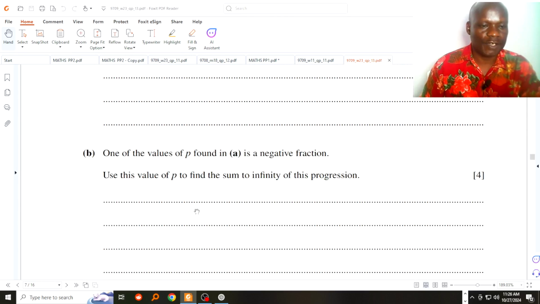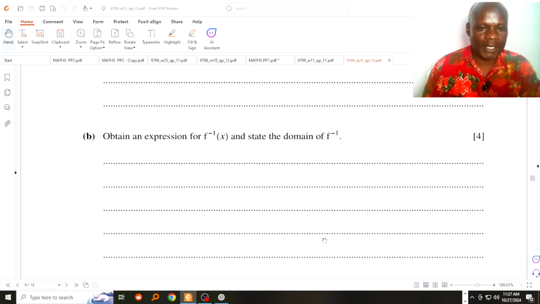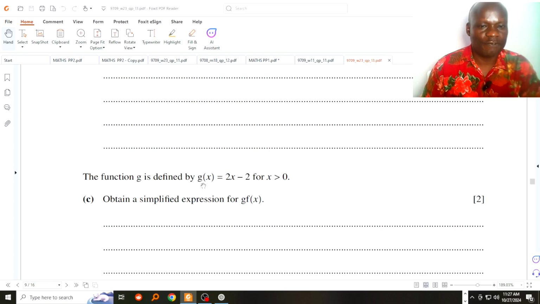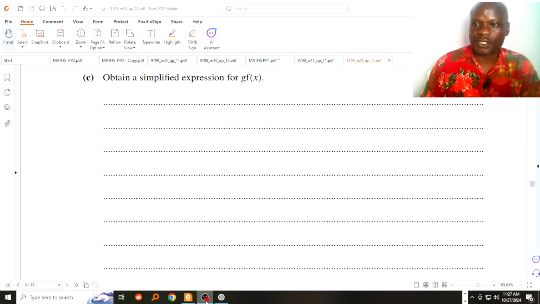So question 7 reads: the function f is defined by f of x is equal to 1 plus 3 over x minus 2 for x greater than 2. A, state the range of f, 1 mark. B, obtain an expression for f inverse of x and state the domain of the inverse, 4 marks. The function g is defined by g of x is 2x minus 2 for x greater than 0. C, obtain a simplified expression for gf of x, the composite function, 2 marks. So that's the question, and let's straight away see our solution.